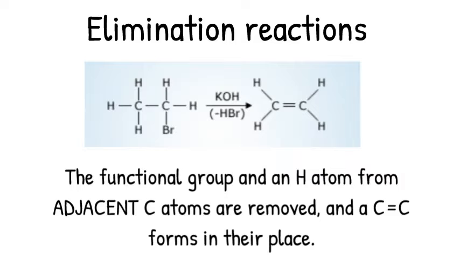In these, the functional group, which is either an OH or a halogen, and a hydrogen atom from an adjacent carbon are removed, and a carbon-to-carbon double bond forms in their place. So we're going from a saturated to an unsaturated molecule.